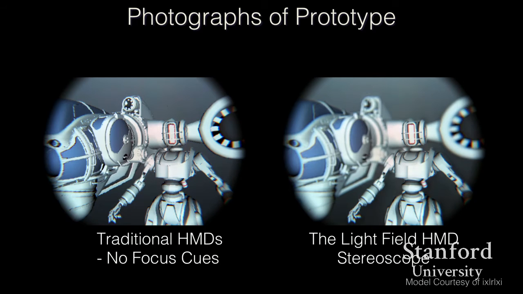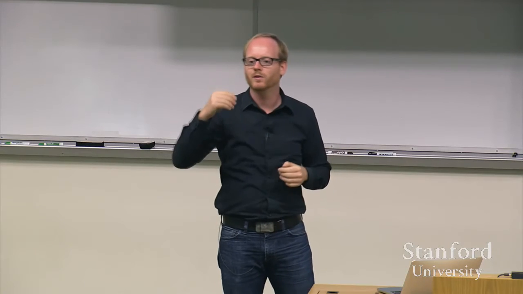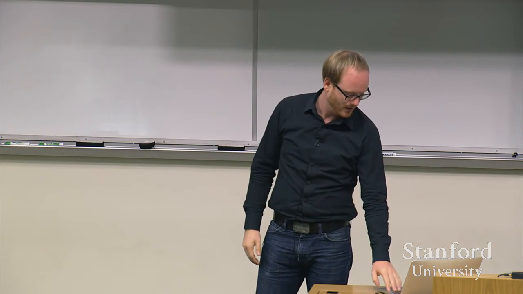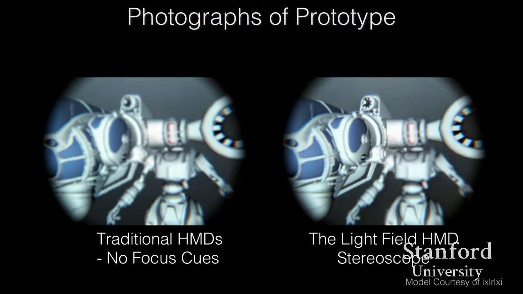So now we're going to take the camera and change the focus to simulate what you would see if you were accommodating your eye at different distances. What you'll see is that on the left, everything is out of focus, and on the right, the spaceship is in focus. That's the effect you'd see. It's very subtle, but it makes a huge difference in the experience.